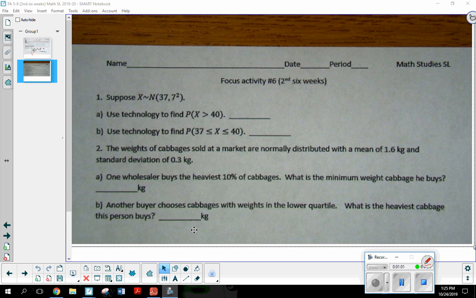We finished up the lesson, but I want to go ahead and do a few more examples, again, just to get a little more practice, make sure you guys feel comfortable with it. But first is our focus activity. All right, Jacob, if you would turn off that light for me, please, sir.